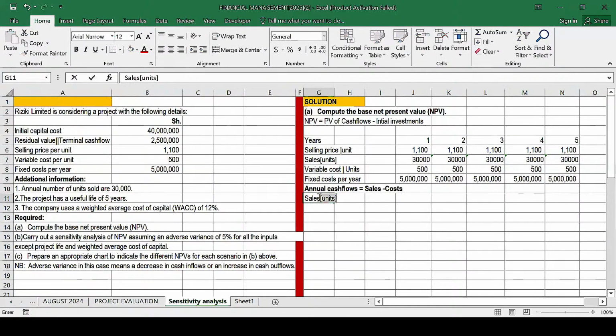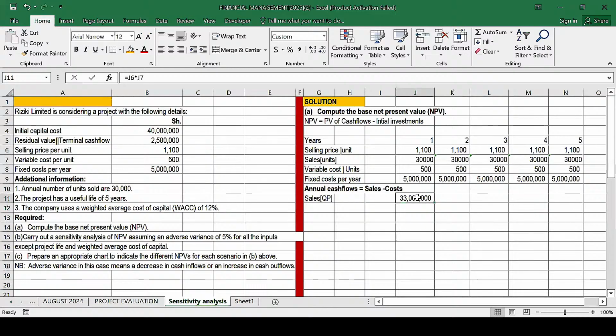So first of all, we start by computing the sales. How do we compute the sales? Sales is computed by taking, we can just refer to that as Q, the quantity to be produced and sold. We multiply that with the selling price per unit, maybe you can just represent that using P. So we will take this one, selling price per unit, times the number of units which are expected to be produced and sold. So this one will be equal to this one, selling price per unit, times this one here.